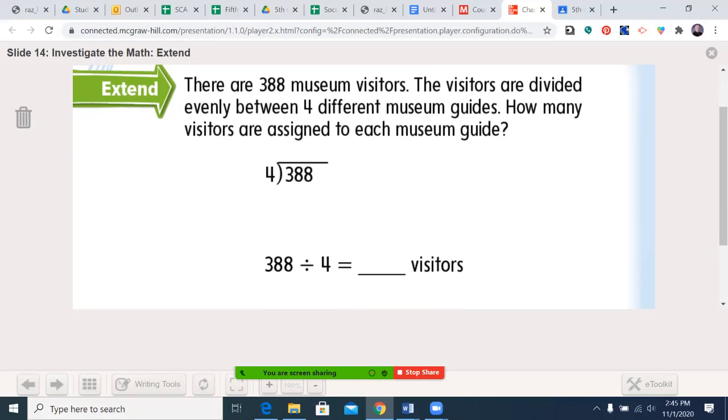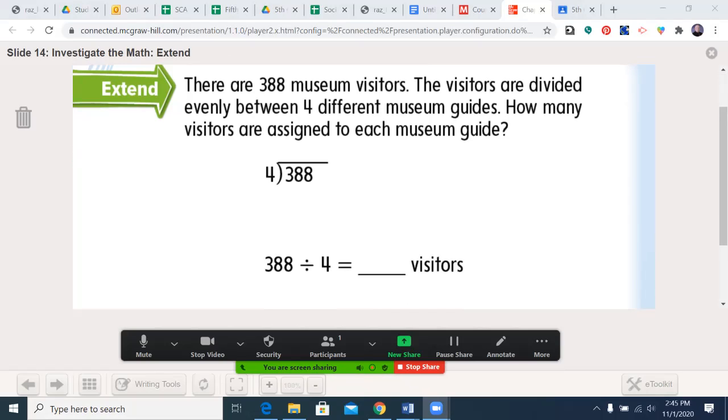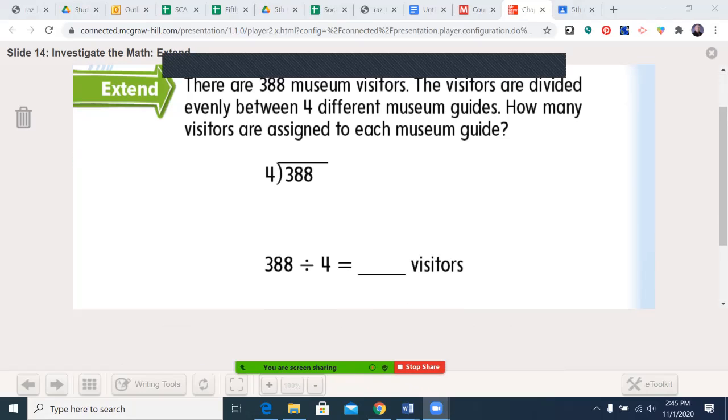388 divided by 4. Let me get my annotation tool again. Third time's the charm. 4 goes into 3 how many times? It doesn't. If you have a 3-gallon pail, good luck putting 4 gallons of water in it. It's not going to work. So I'll regroup those 3 groups of 100 into 30 groups of 10 plus 8, so I have 38 groups of 10. Now I'm going to do my math.